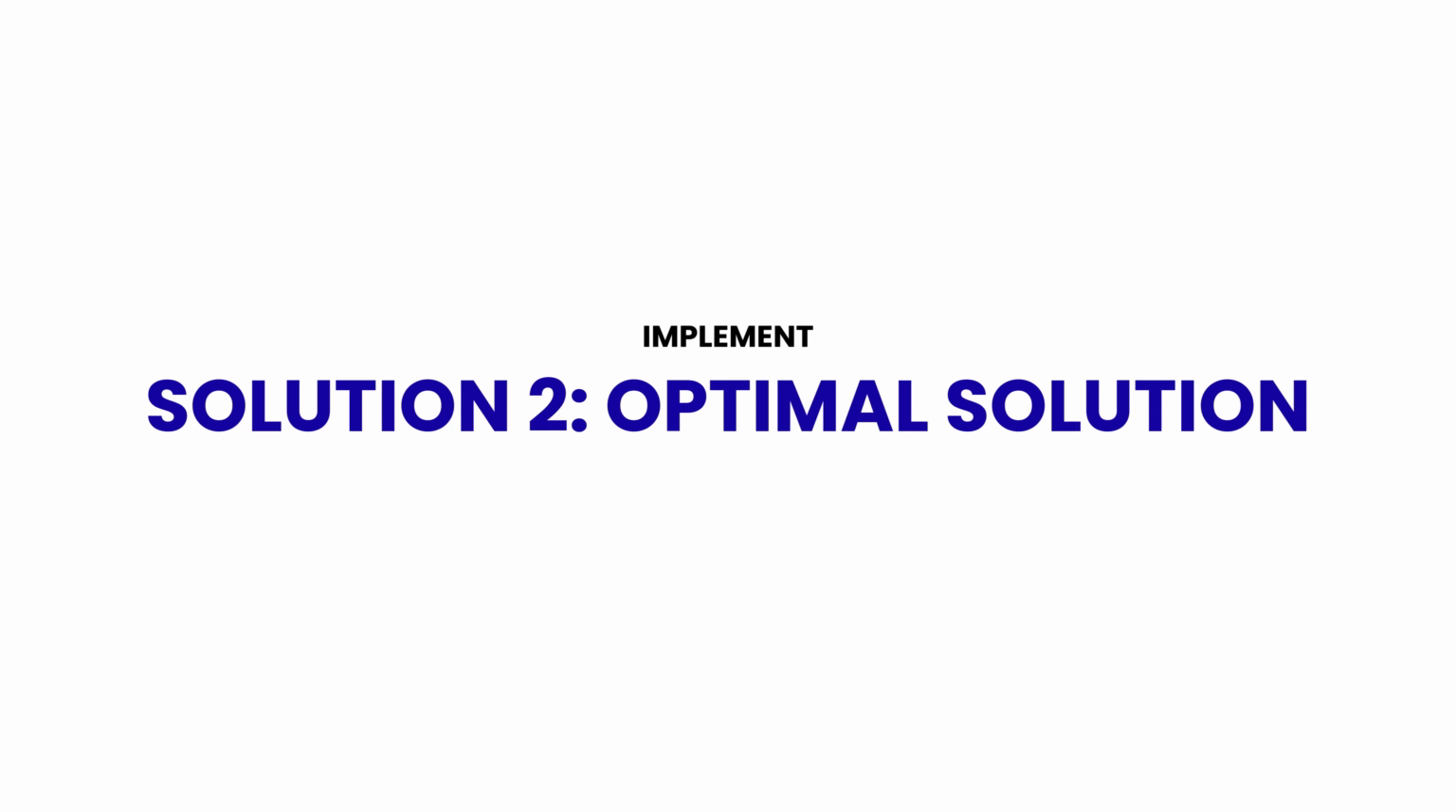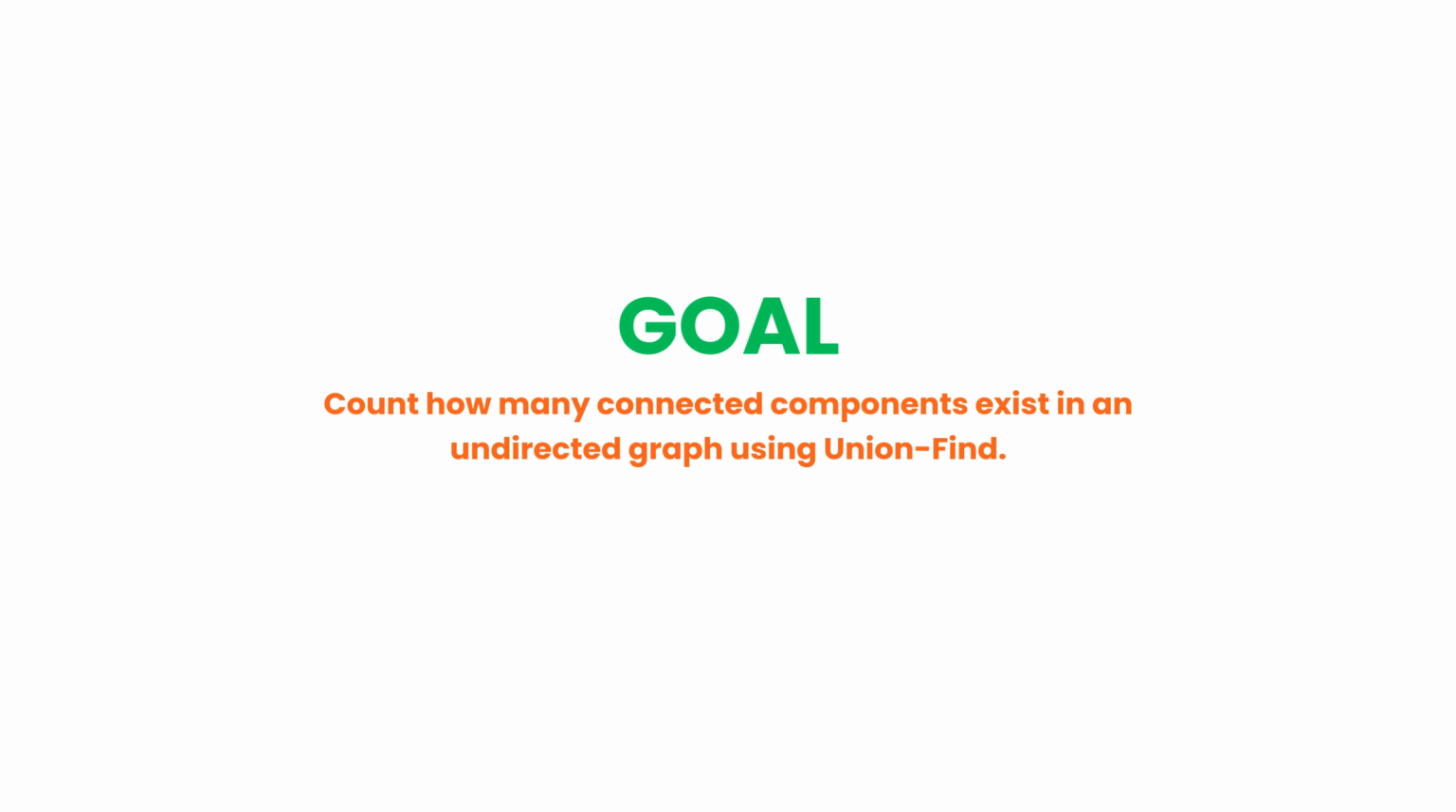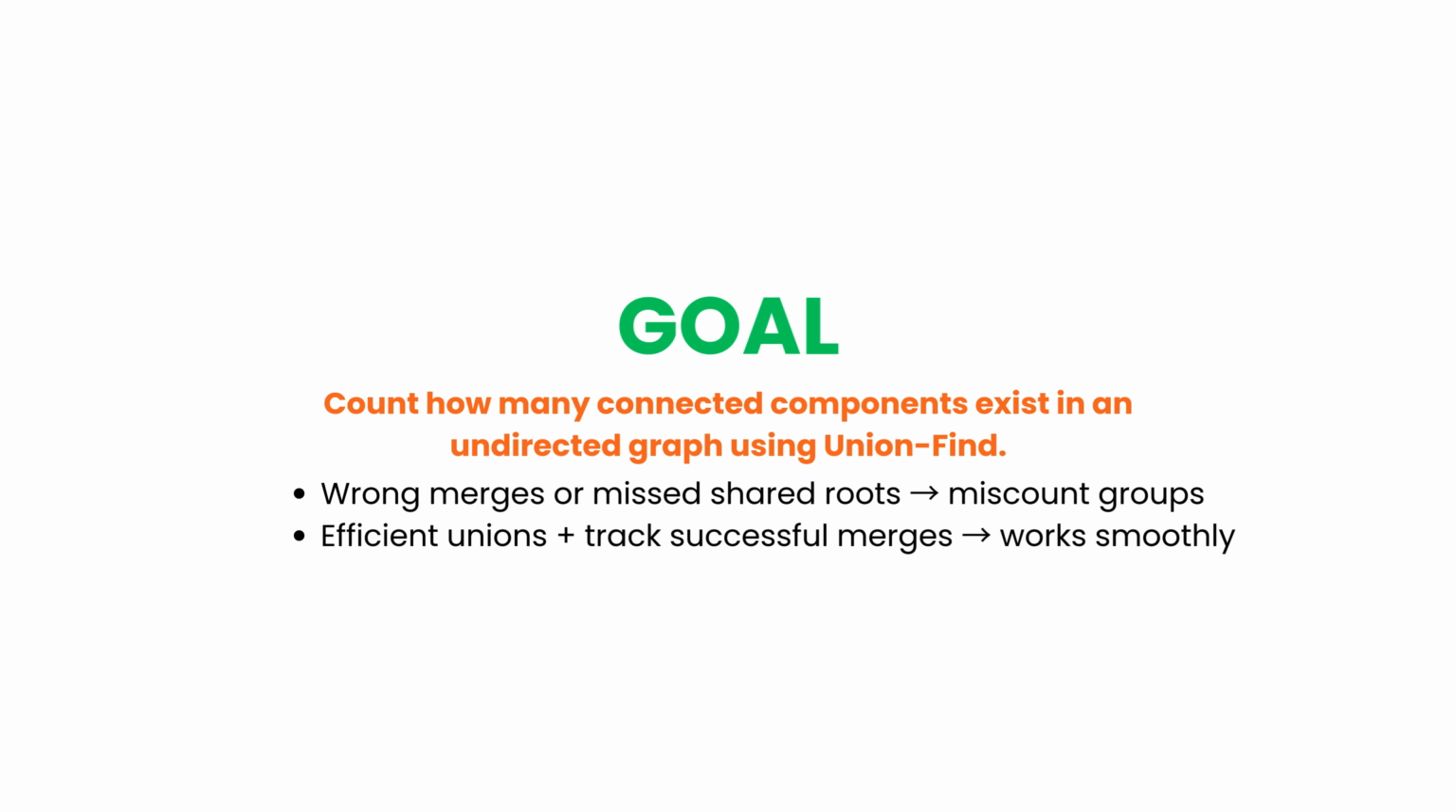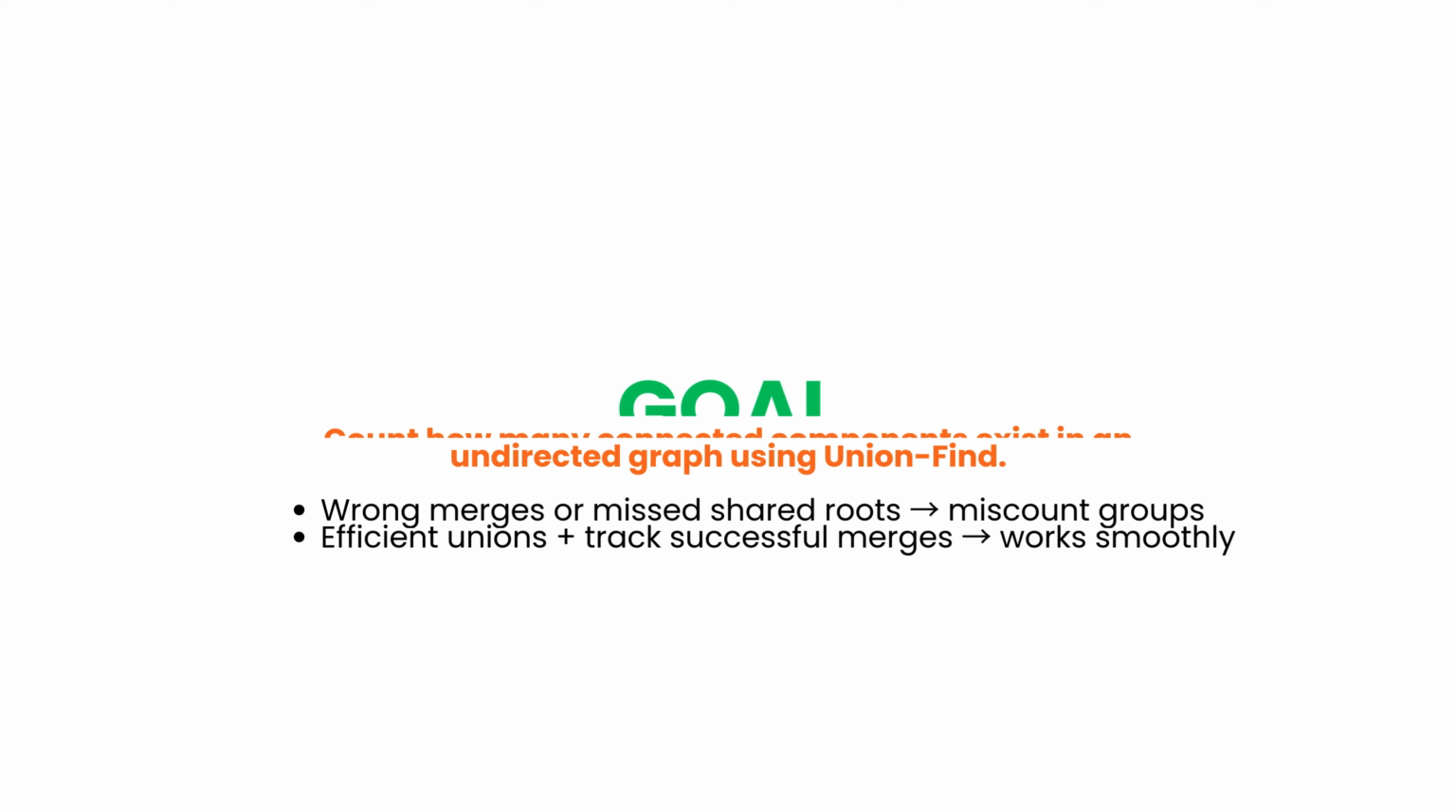Let's walk through this solution. The main goal here is simple. Count how many connected components exist in an undirected graph using Union-Find. If we don't correctly merge sets or detect shared roots, we'll miscount how many groups remain. If we union nodes efficiently and track how many merges succeed, everything works smoothly.